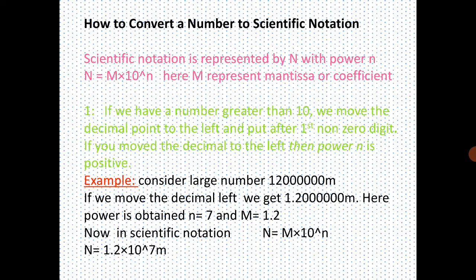1.2000000 meter. Here the power is obtained as n = 7, because if we count the digits after the decimal, there are 7, and the mantissa is 1.2. Now we can write it in scientific notation. N = m × 10 raised to the power of n. So the mantissa m is 1.2 and the power n is equal to 7. So the number becomes N = 1.2 × 10 raised to the power of 7 meter.